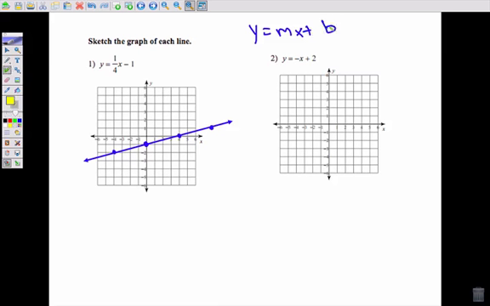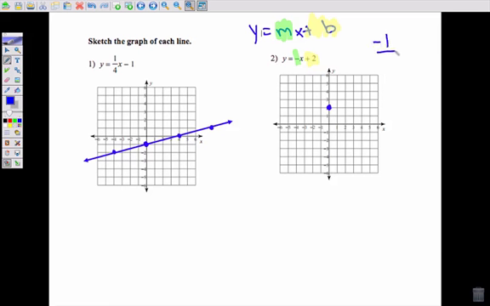Where b is our starting value, whatever's added onto the end here. So in this case, we add a 2 onto the end. That means I'm going to start my graph right here at y-intercept of 2. Once I have that point, I can look at the slope, whatever comes in front of the x. In this case, we just see a negative sign. That means that the slope here is negative 1.